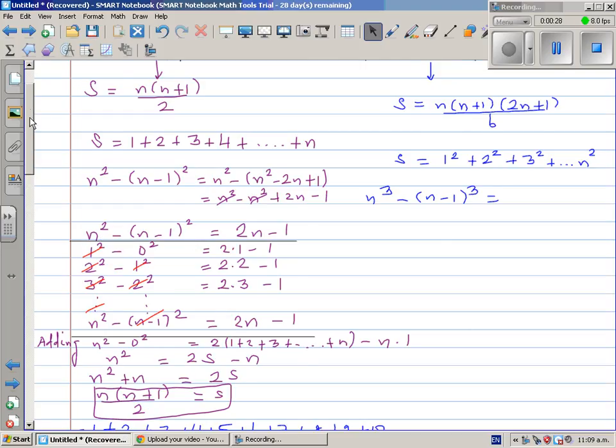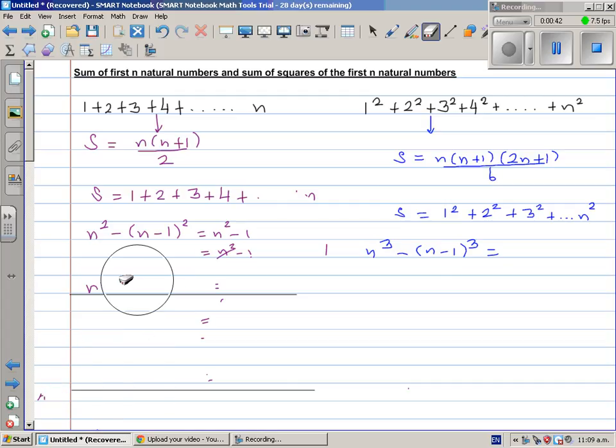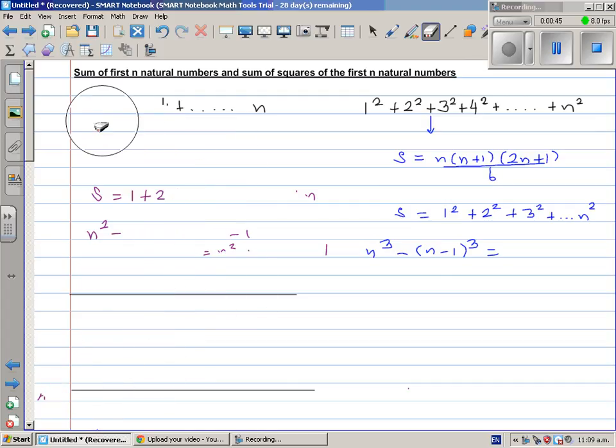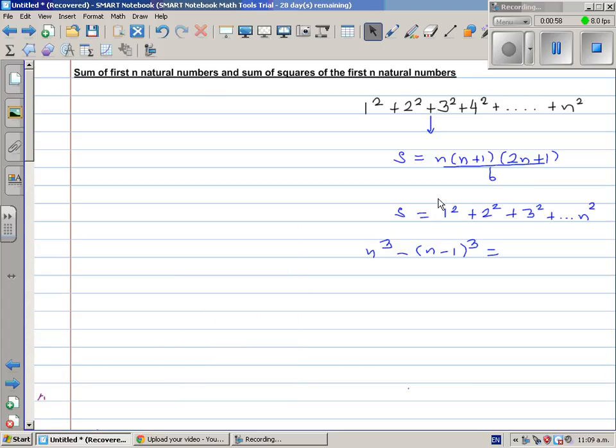So we want to prove now in this video, what's the formula to find the sum of squares of the first n natural numbers? So let me erase this. Okay, so I gave you the hint in the last video that this is how you start the formula. So let me delete this and also delete this.